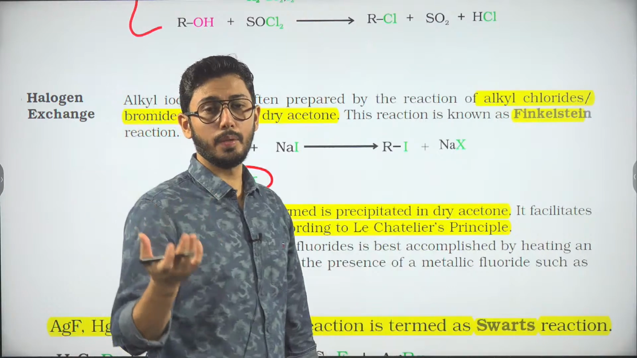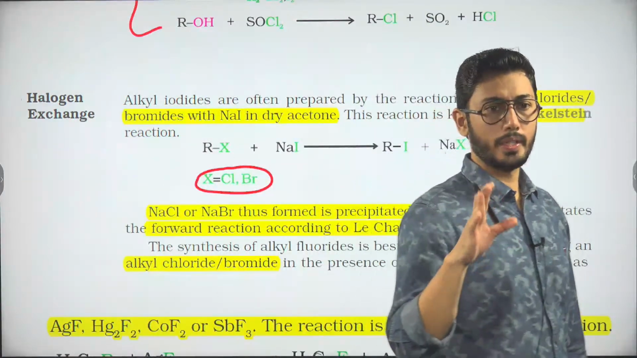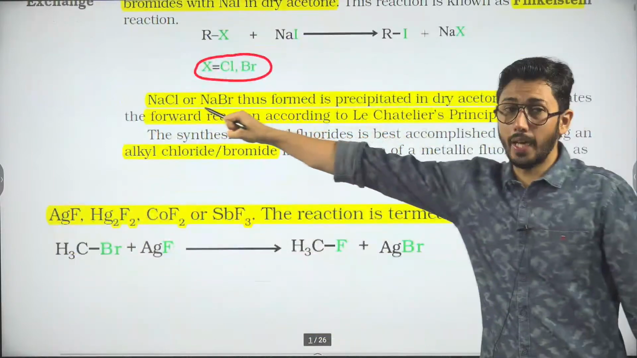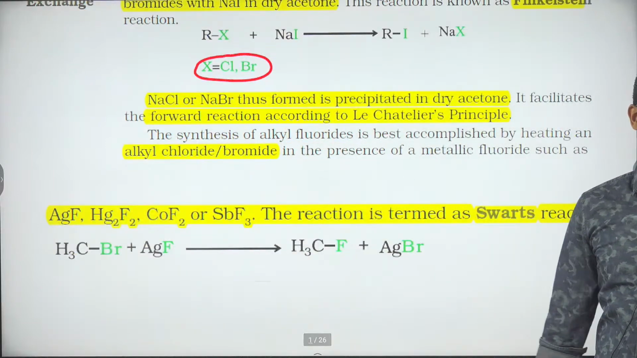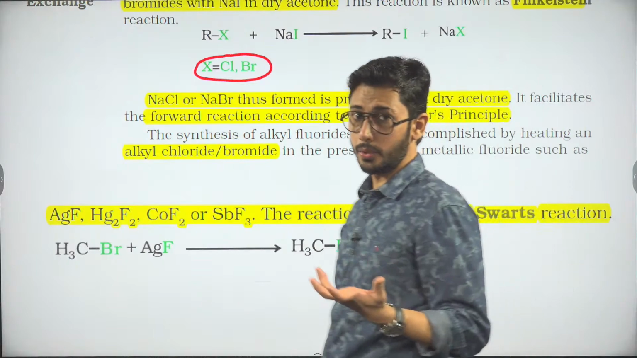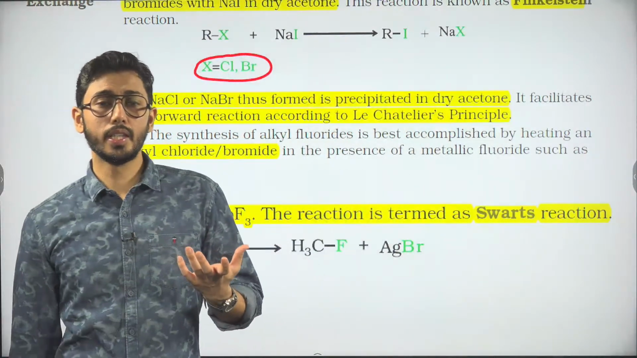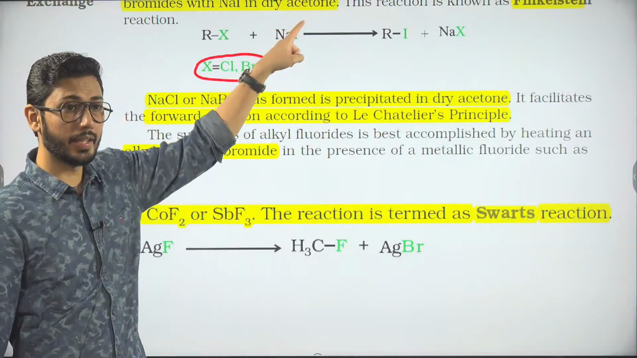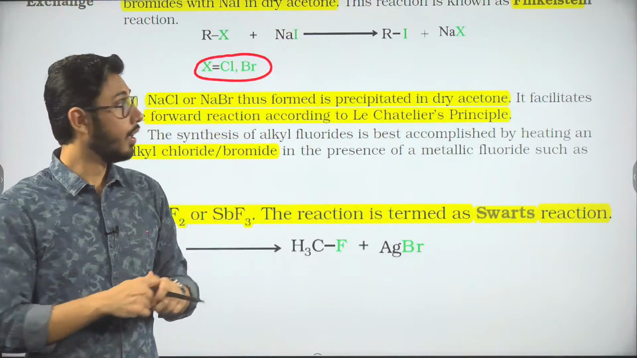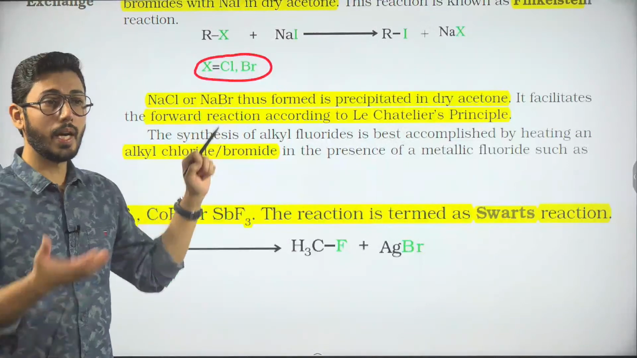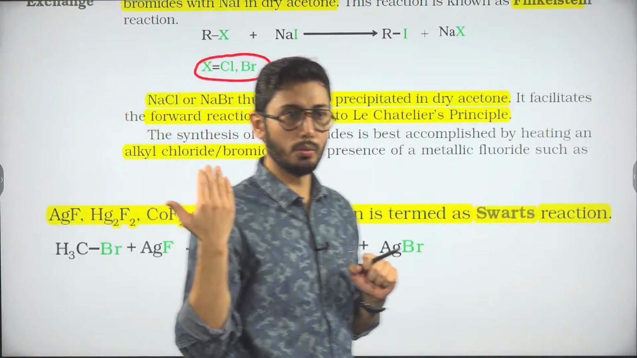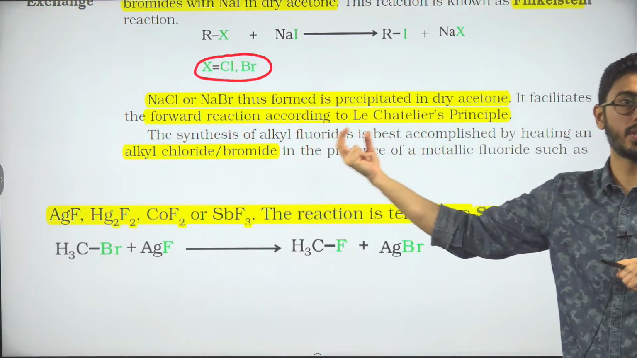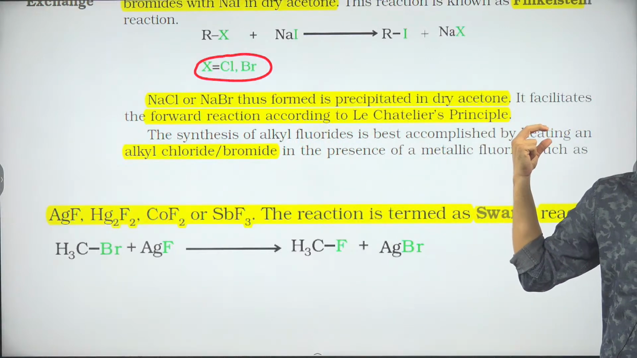This NaX can be what? It can be NaBr or it can be NaCl, which are what? That is given. NaCl, NaBr precipitate out from the solution. Solution means acetone. So here the point is, NaI is soluble in acetone. That's why we have taken NaI in acetone initially. But which are insoluble? NaCl or NaBr, they precipitate out from the solution, and as per Le Chatelier principle, the equilibrium will shift in the forward direction.